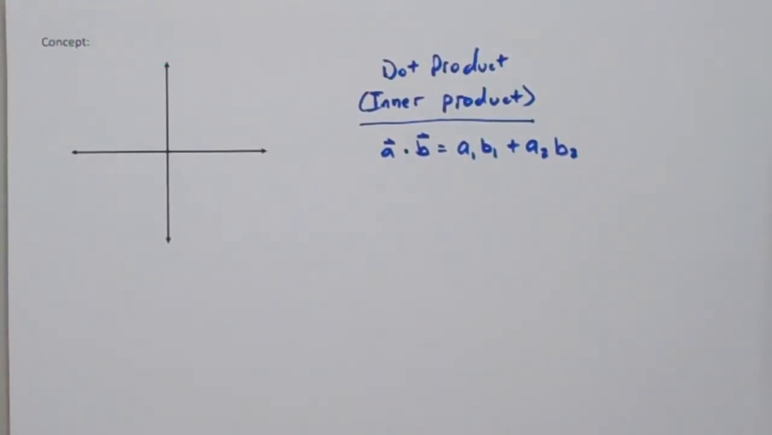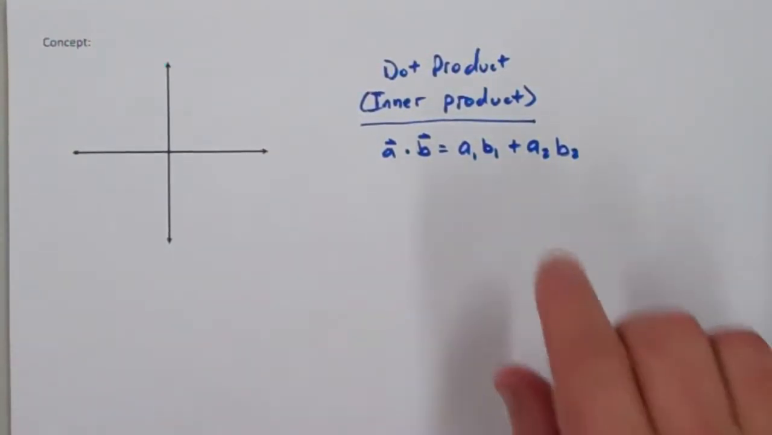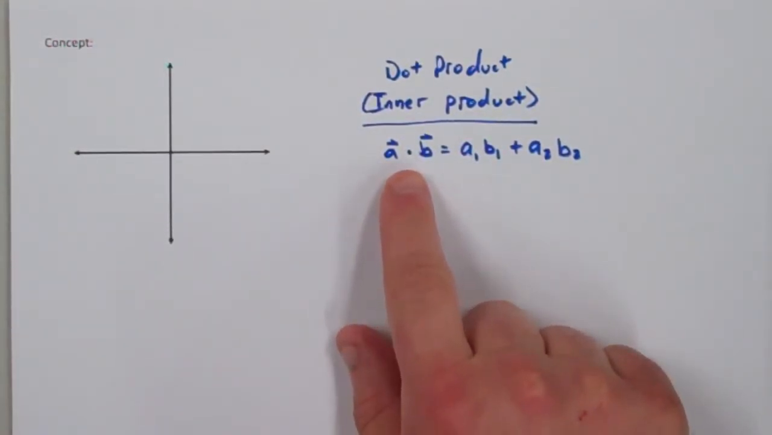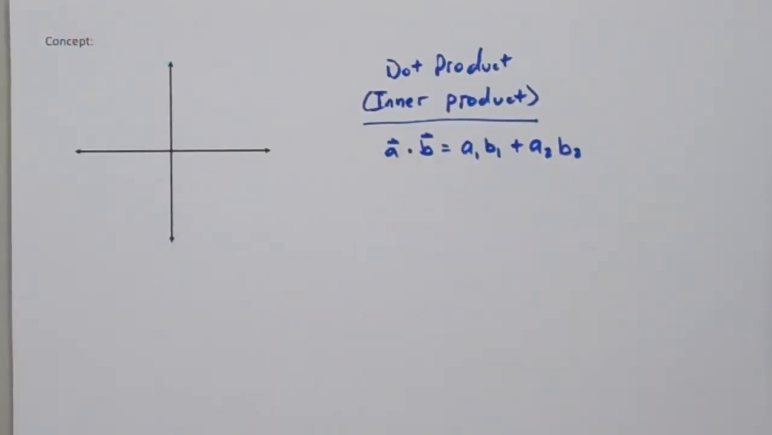In this video we're going to be discussing the dot product, which is also called the inner product. And you can see here that the dot product is multiplying two vectors together with a dot in the middle, again also called the inner product.